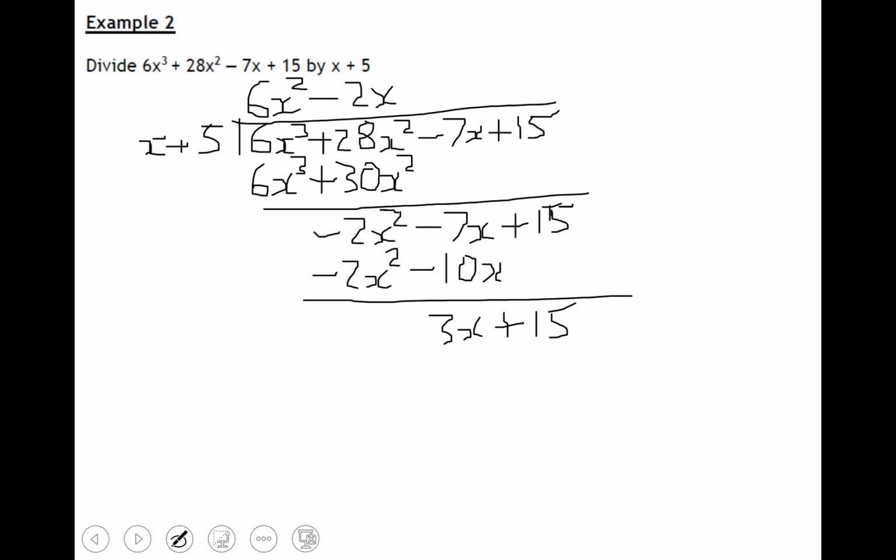What do we multiply x by to get 3x? That's plus 3. Times it again, we get 3x plus 15. Take away, again we get a remainder of 0. So that's two straightforward examples.